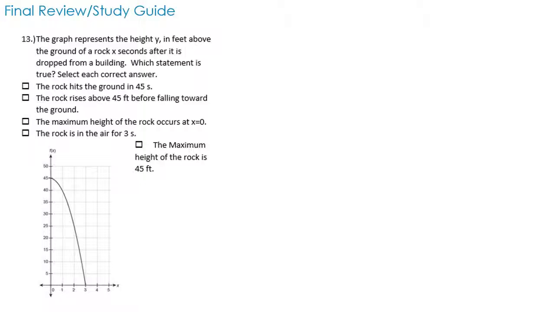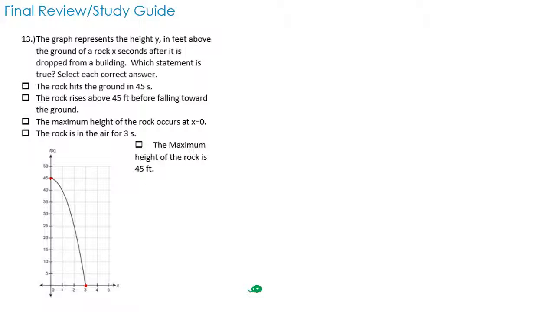So if we take a look at our graph, the starting point here is up at 45 feet. And then it goes down, goes down, goes down, and it hits the ground at 3 seconds. So let's go ahead and look at each of our choices and see if it matches our graph. So the rock hits the ground at 45 seconds. If that was true, that means it would be hitting the ground way over here, because 45 seconds is over here. So that first one is not true.